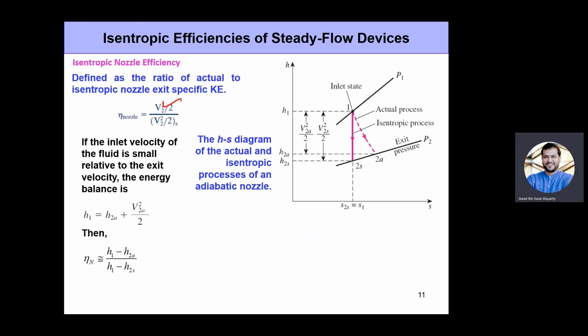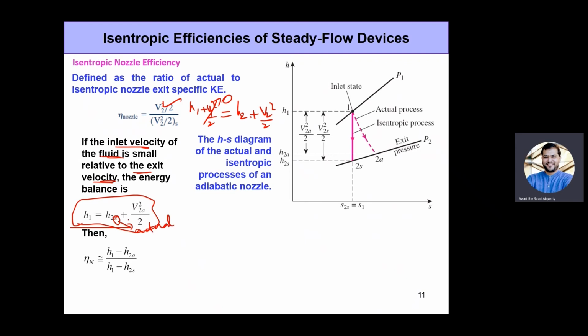Okay. Now, if the inlet velocity of the fluid is small compared to the exit velocity, which is almost always the case, unless you have been provided the inlet velocity also, right? In all such cases, we can simplify the energy balance for a nozzle to be written as H1 is equal to H2a plus V2a squared by 2. How do we get this? Well, the normal equation for a nozzle is H1 plus V1 squared by 2 is H2 plus V2 squared by 2. Okay. Now we're saying V1 squared is almost 0. So that's when we can say H1 is equal to H2a plus V2a squared by 2, right? A simply stands for actual, okay, the actual process.